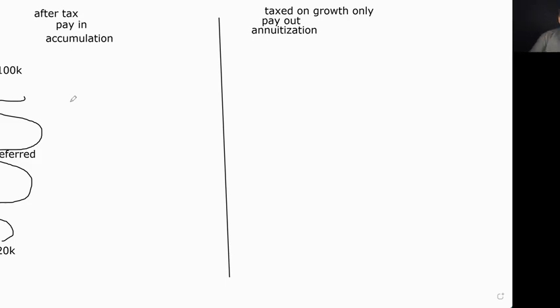Okay. Now, if I want to annuitize, I don't have to be 59 and a half. I can be any age I want. I can put the money in when I'm 25 and at 26 go, you know what? Annuitize me. Totally fine.